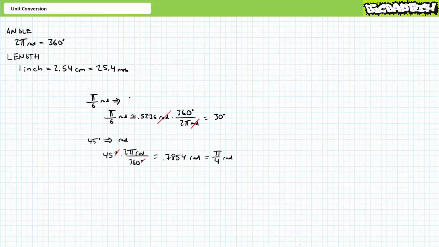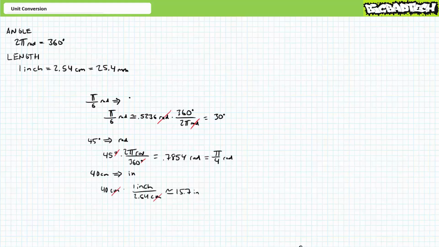Next, we're being asked to convert 45 degrees to an equivalent amount of radians. The unit we want, radians, is on top. The unit we don't want, degrees, is on the bottom. 45 degrees times 2 pi radians divided by 360 degrees, units of degrees cancel out, and we're left with roughly 0.7854 radians, which, if you think about it, is a quarter radian.